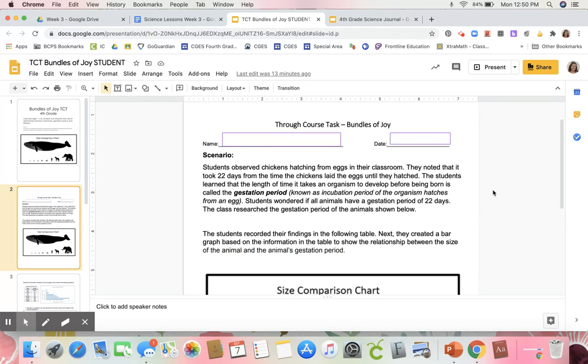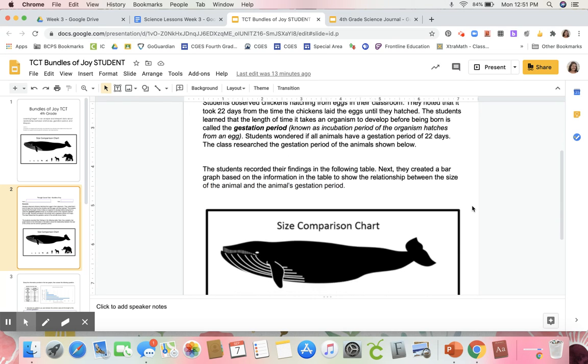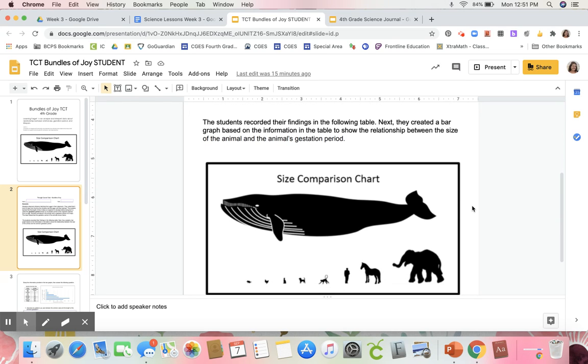Students wondered if all animals have a gestation period of 22 days. The class researched the gestation period of the animals shown below. The students recorded their findings in the following table. Next, they created a bar graph based on the information in the table to show the relationship between the size of the animal and the animal's gestation period. So let's look at that data.